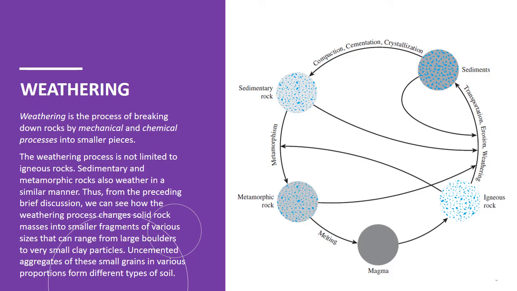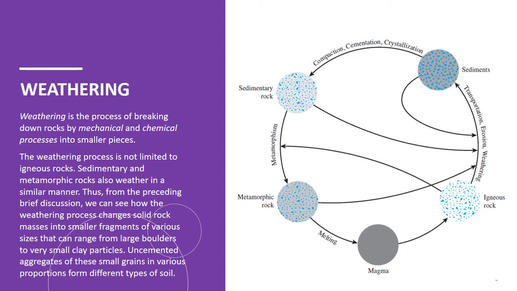The igneous rocks go through the process of weathering. Weathering is the process of breaking down rocks by mechanical and chemical processes into smaller pieces. There are two types of weathering: the mechanical and the chemical. The weathering process is not limited to igneous rocks. Sedimentary and metamorphic rocks also weather in a similar manner, meaning it is not only the igneous rock that goes through the process of weathering, but also the sedimentary and the metamorphic rock.